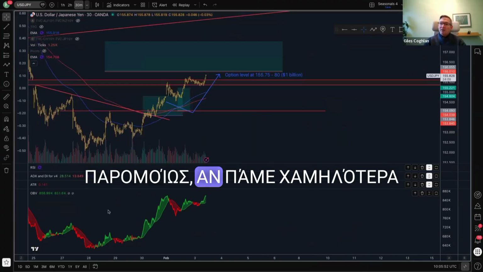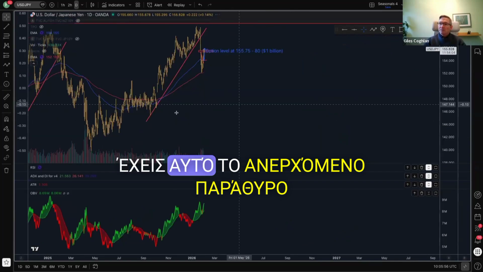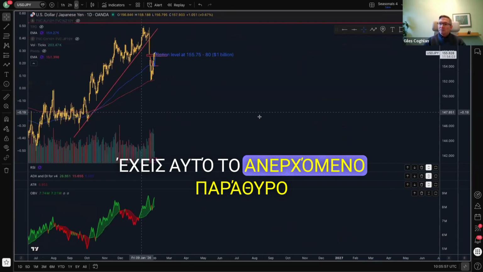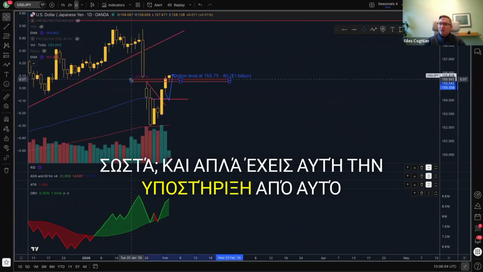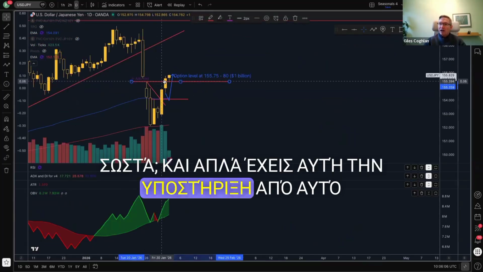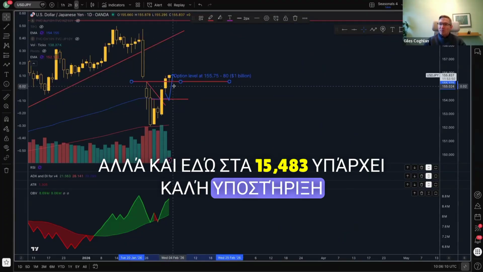Similarly, if we get lower, you've got this rising window, right? And you've just got this support off that. But also here at the 154.83 is good support.